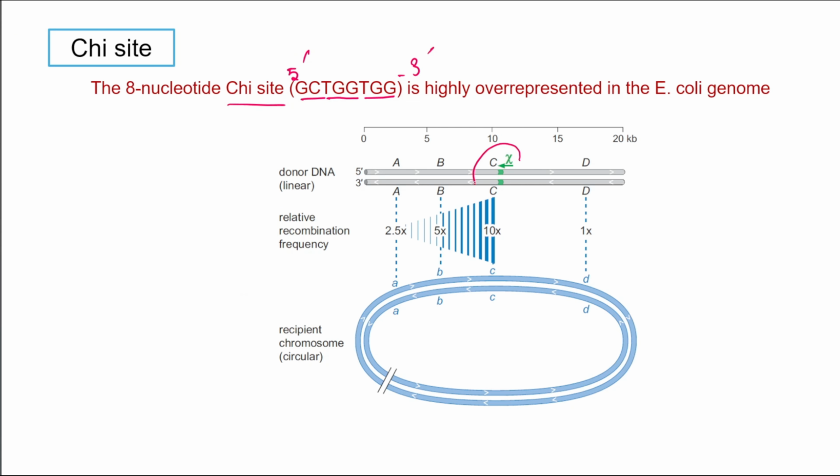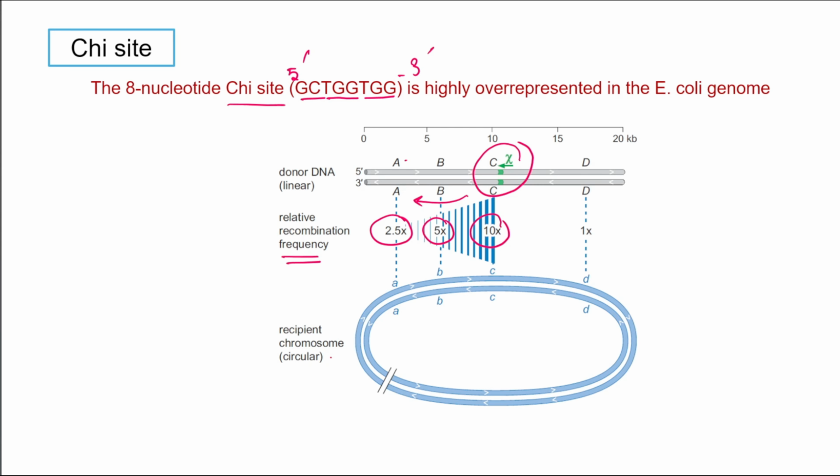So this is the chi site. Here the recombination frequency is 10x. On the B side or A side, the recombination frequency is 5x and 2.5x, continuously decreasing, so recombination frequency is high at the chi site. So the chi site helps in recombination instead of degradation.